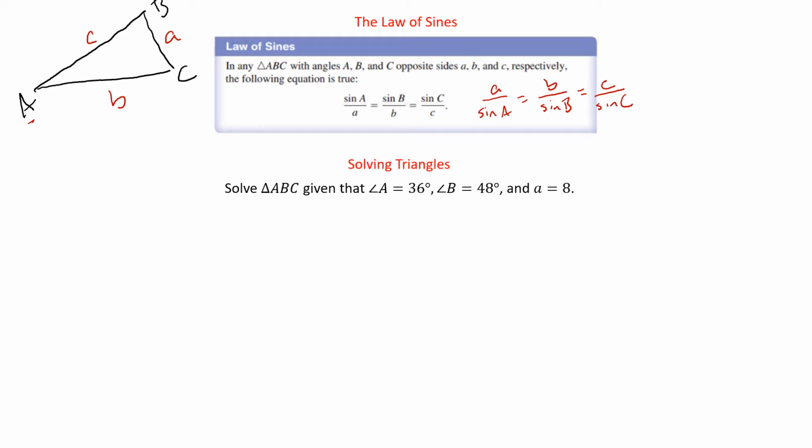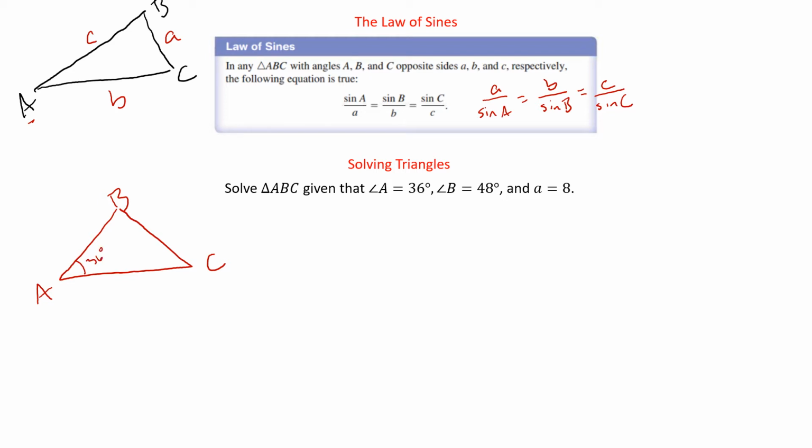So if we have triangle ABC given that angle A equals 36, angle B equals 48, and a equals 8. So first step, draw a triangle. This is ABC. So angle A is 36 degrees. Notice these are in degrees.